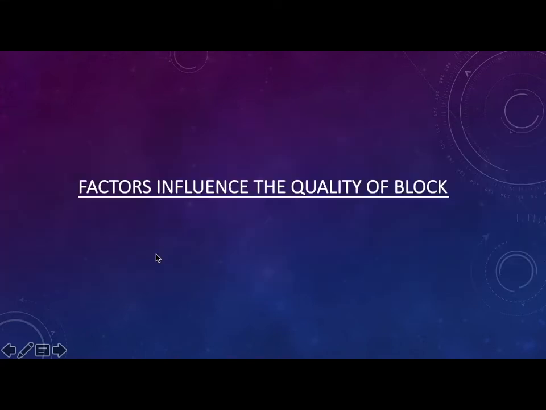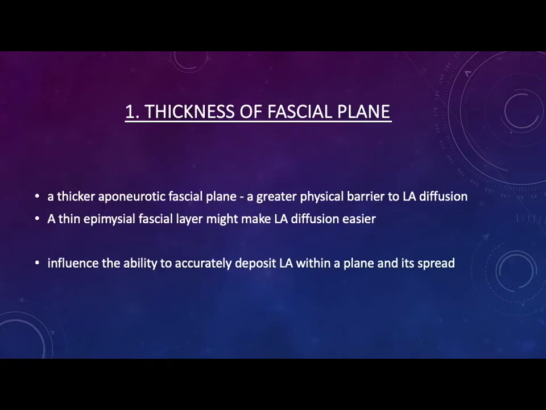So moving on to the factors that influence the quality of block. The first factor is the thickness of the fascial plane. A thicker aponeurotic fascial plane represents a greater physical barrier to LA diffusion, while a thin epimysial fascia layer might make LA diffusion easier. So this influences the ability to accurately deposit LA within a plane and its spread.